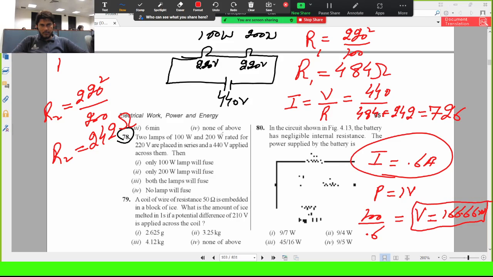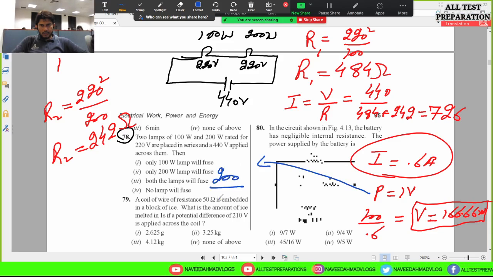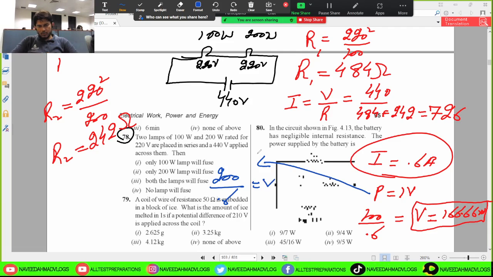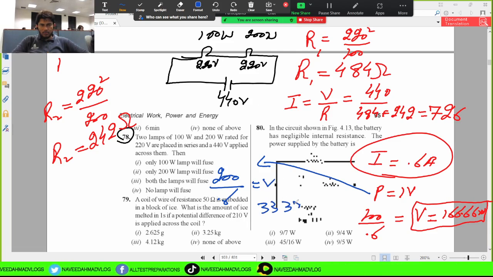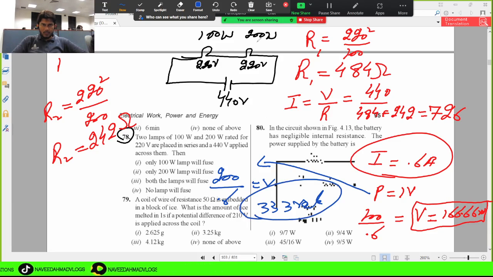Okay, and for the second, P is equal to IV. So P is equal to 200 and current is 0.6, so V is 200 divided by 0.6, that is equal to 333 volt. Now this voltage 333 volt is greater than 220 volt, and over here this voltage 166.66 volt is less than 220 volt.